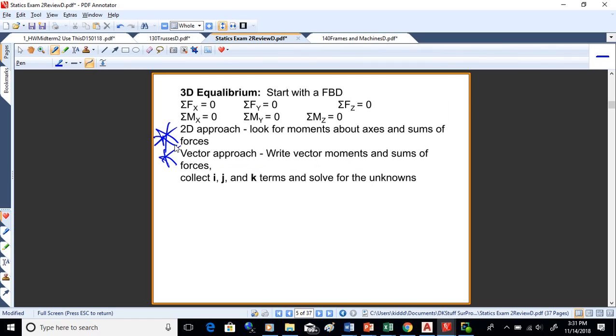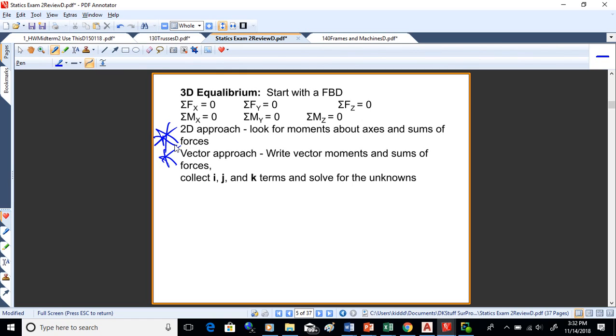Okay, 3D equilibrium, you've got 6 equations, the sum of force equations and the sum of moment equations. Now there's two approaches to this. A two-dimensional approach, you look for moments and axes and sums of forces. So what you're doing, you're kind of looking at the three-dimensional object from different directions and turning it into a series of two-dimensional objects.